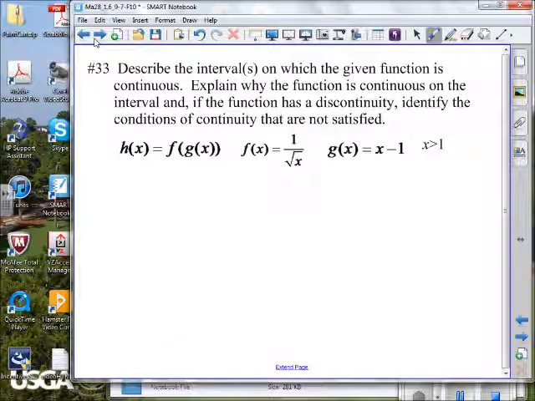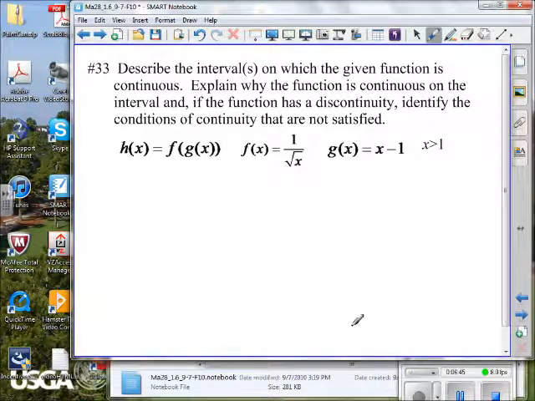So now we come to my new problem here. Describe the intervals on which the given function is continuous. Explain why the function is continuous on the interval, and if the function has a discontinuity, identify the conditions of continuity that are not satisfied. These are the three conditions we're talking about here. So I have that h of x is the composite function of f and g. I have f of x is 1 divided by the square root of x. I have g of x is x minus 1.